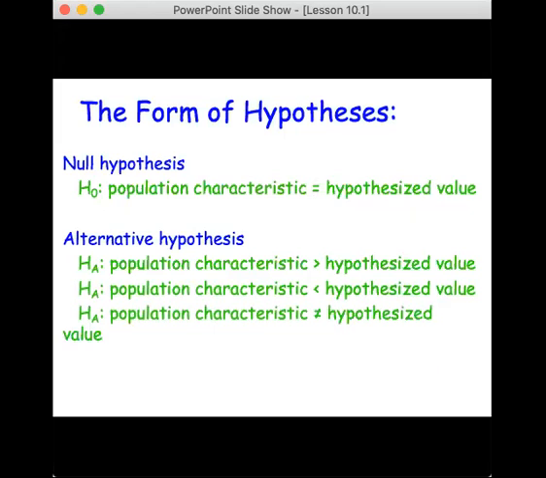Okay. Those are your only 3 options for your alternative hypothesis. No greater than or equal to, no less than or equal to, okay? Just greater than, less than, or not equal to. Those are your 3 options. Okay, any questions about that?